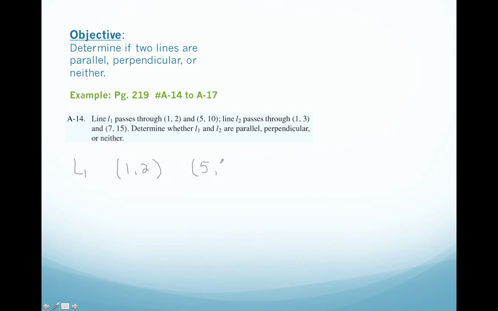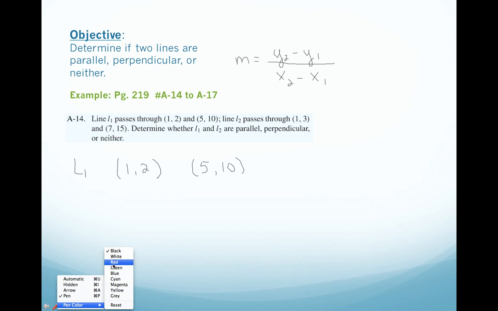and (5, 10). Let's recall the equation of the slope. Remember that it's the change in y divided by the change in x, so that's y sub 2 minus y sub 1 divided by x sub 2 minus x sub 1. For this problem, I like to label my coordinates so that I remember how to plug them into the formula correctly, and you can do that as well. I'm going to label this x sub 1, so that's y sub 1. Make this x sub 2, so then this is y sub 2. Now we're ready to plug it into the formula for slope.